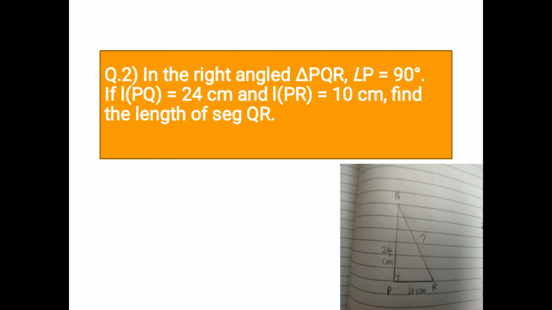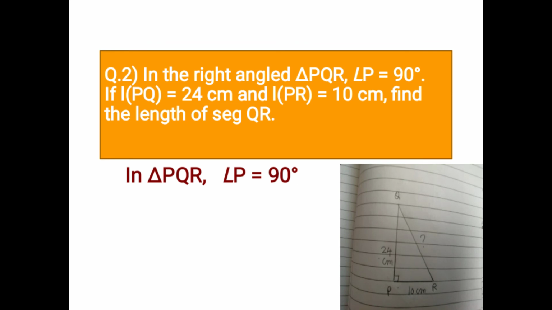Segment PQ is side 1, segment PR is side 2. Segment QR you have to find. Segment QR is the hypotenuse because angle P is 90 degrees. I am repeating again, angle P is 90 degrees. The side opposite to the 90 degrees is segment QR, so segment QR is the hypotenuse. You have to find the hypotenuse here, that is segment QR, which I put a question mark.